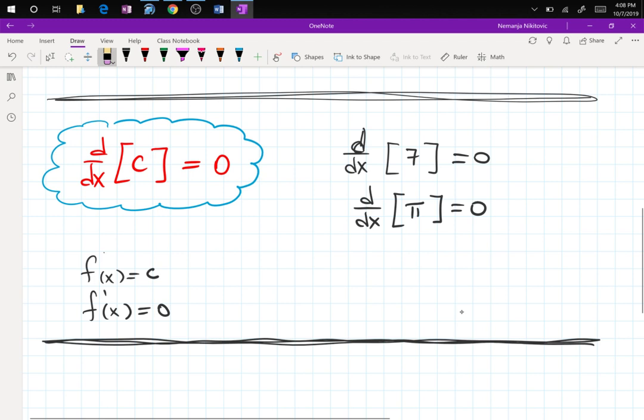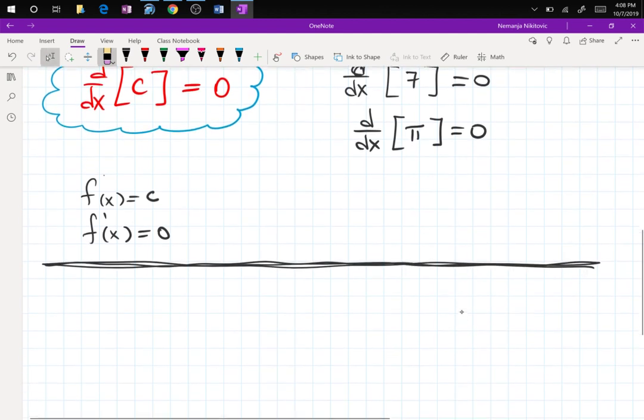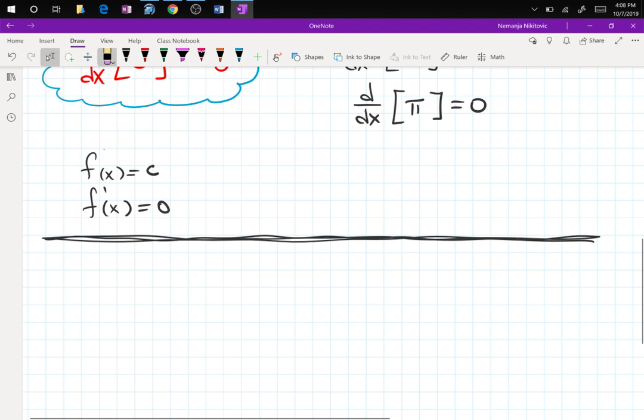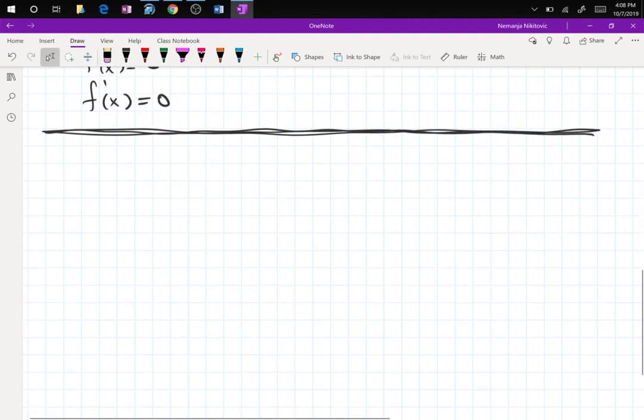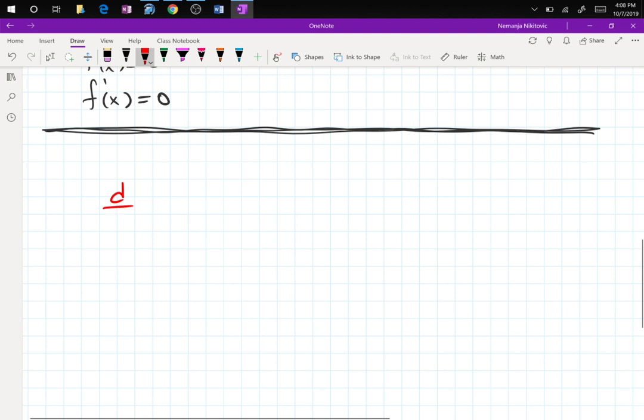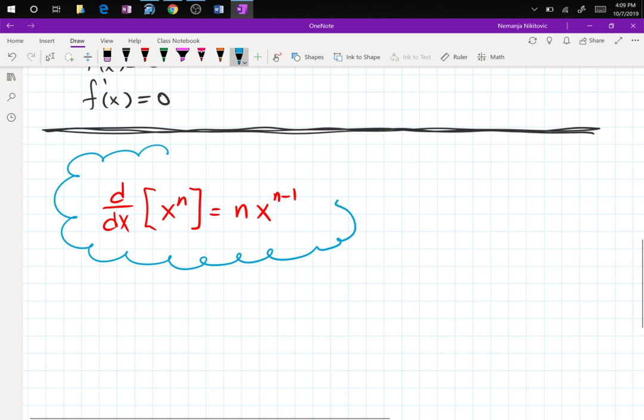Because calculus was developed in a few regions at the same time, and they used different notation because they didn't know about each other, right? Next one, the derivative of x to the n is... nice. Boss. Put that one on the cloud.